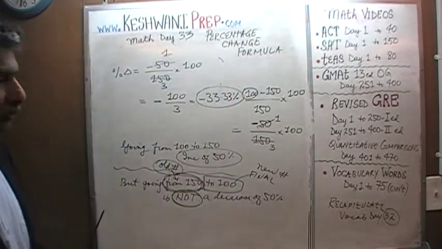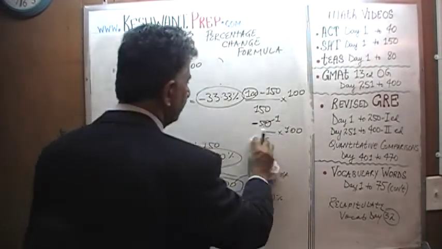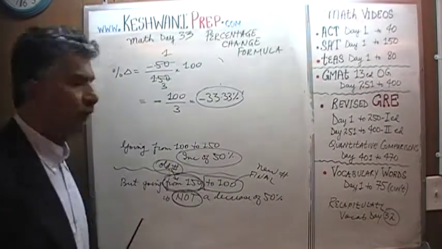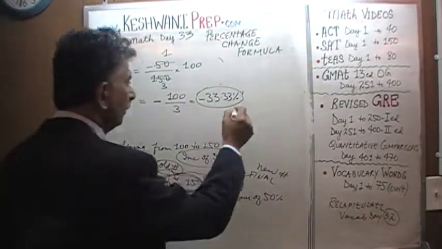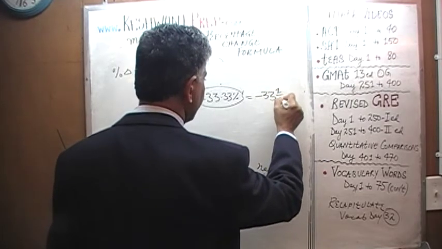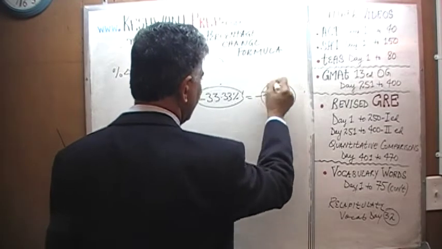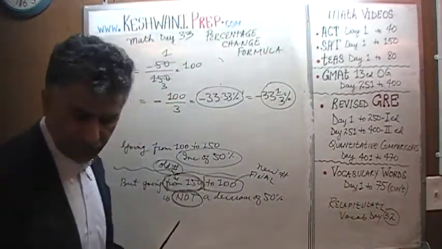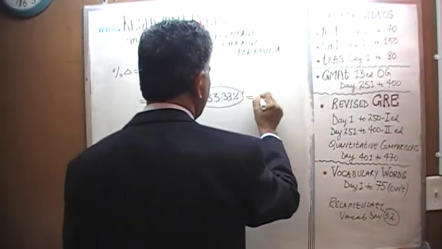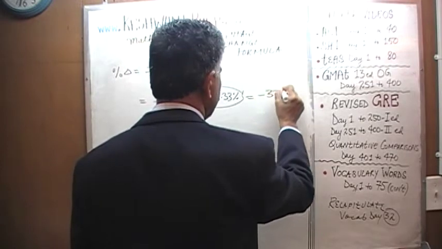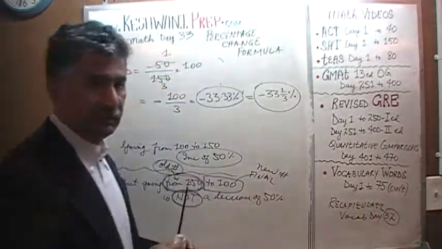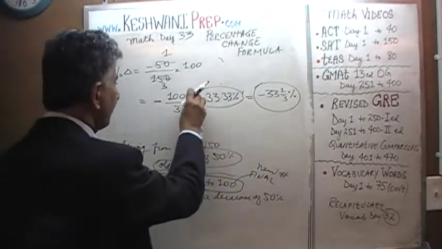It's a drop of 33.33%. Why is it a drop of 33.33%? Or if you like, a drop of 33 1/3%. And this is the accurate answer. This is the exact answer. The 33.33% is the approximate answer.